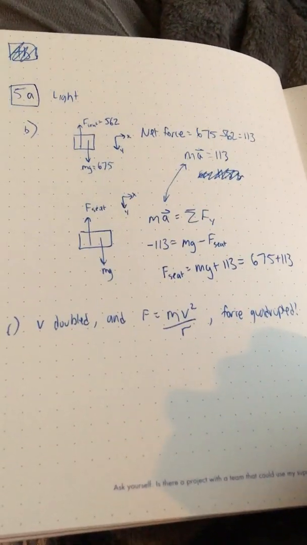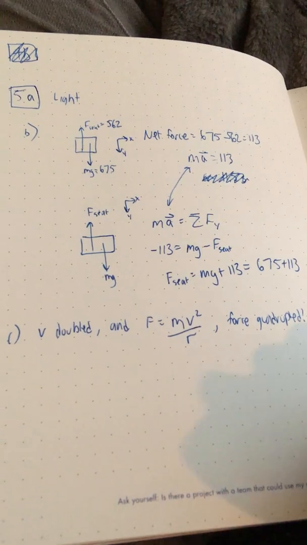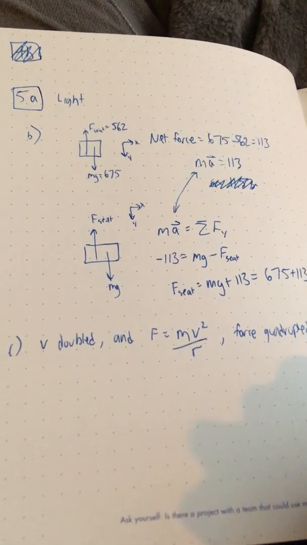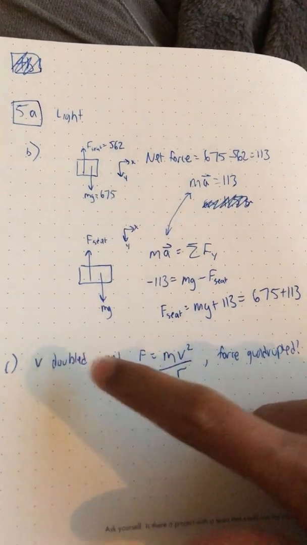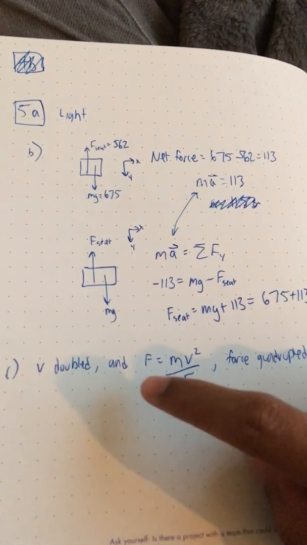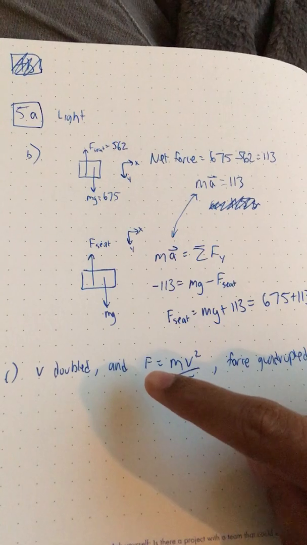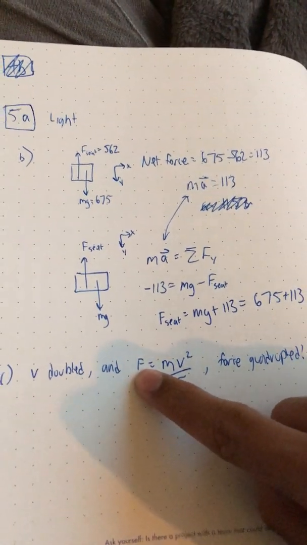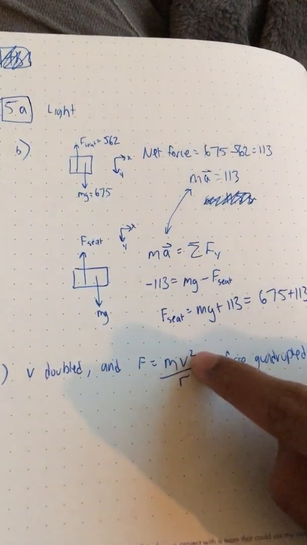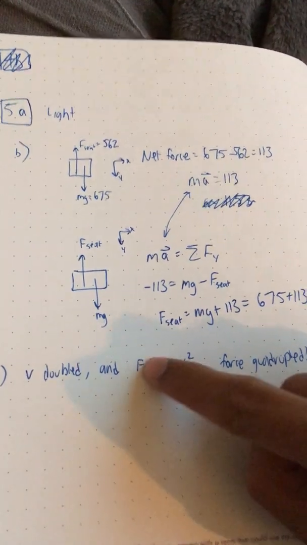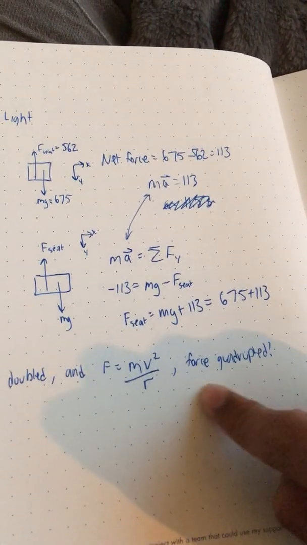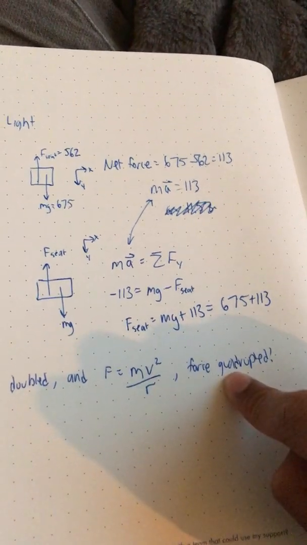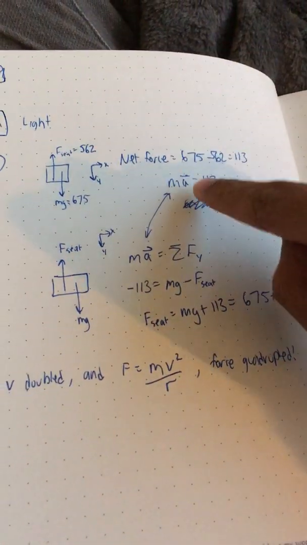In parts C and D, it's kind of like the same thing, which you can do on your own. If the velocity is doubled, then we know that the force is proportional to velocity squared. Force equals mv squared over r. So if v goes up by 2, force goes up by 4. Force is quadrupled. So basically you use that idea, the force being quadrupled, to change the force of the seat.